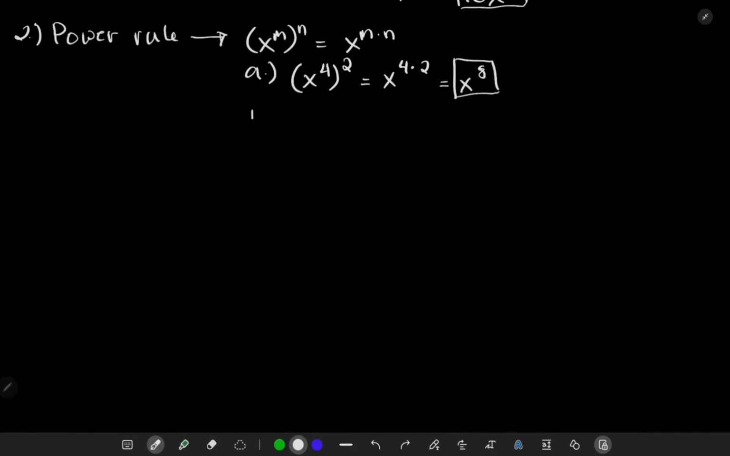How about if we have, let's say, the quantity of 2 cubed raised to the third power. So let's copy the base, so that is 2, and then let's multiply the exponent. So we have 2 raised to 9, and 2 raised to 9, so that is equal to 512.